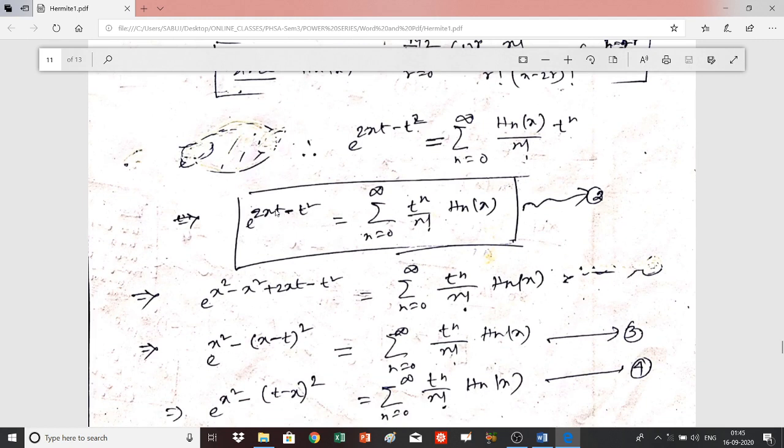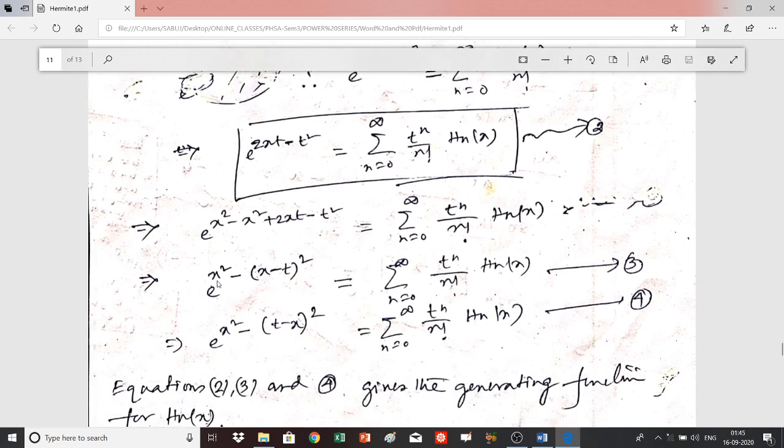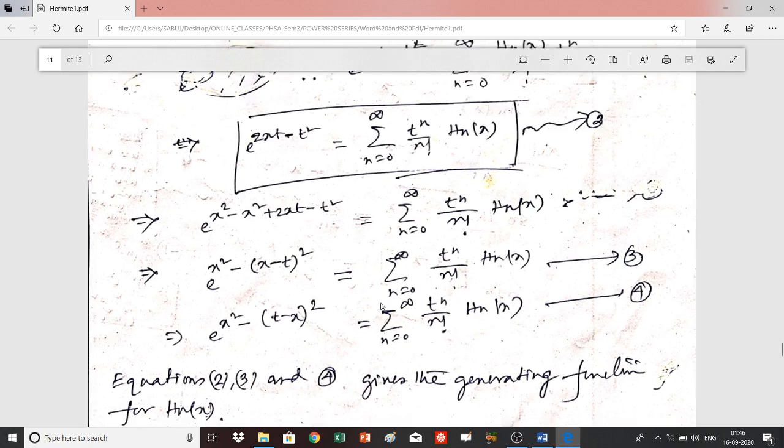From this, the left hand side can be written in a different fashion. Write it as e to the power x square minus x square plus 2xt minus t square, equal to the sum over n from 0 to infinity, and write the right hand side here. So this can be written as e to the power x square minus (x minus t) whole square. This can also be written as e to the power x square minus (t minus x) whole square, equal to the sum over n from 0 to infinity of t to the power n by n factorial, H_n(x). So equations 2, 3, 4 are the different forms of the generating function of Hermite polynomials H_n(x).